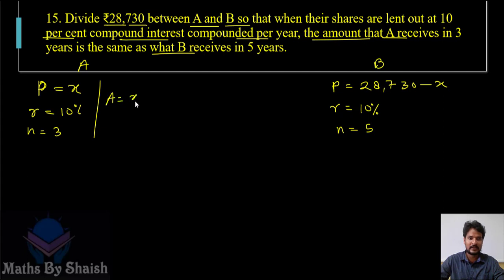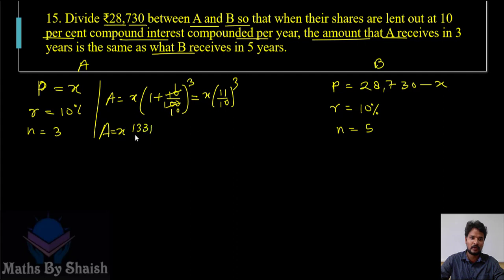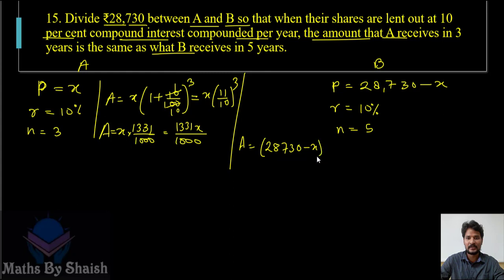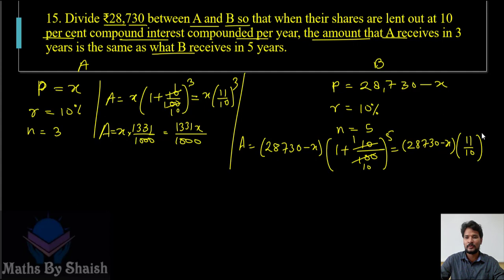From here the amount is X times principal times 1 plus R, where R is 10 over 100, to the power n, n is 3. So this becomes X times 11 by 10 cube, that is 1331 X over 1000. And for B we get the amount A equals P, which is 28,730 minus X, times 1 plus 10 over 100 to the power 5. We can cancel this and we will get 28,730 minus X times 11 over 10 to the power 5. So we can compare from here directly.